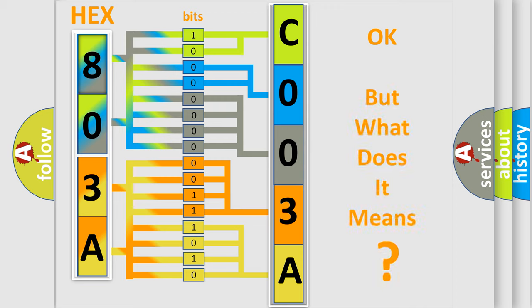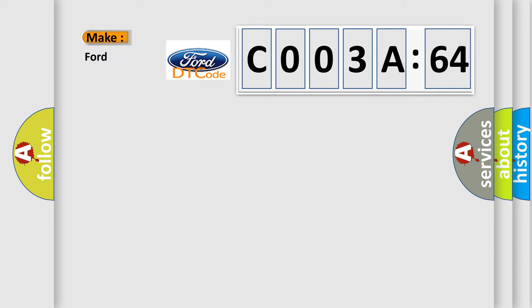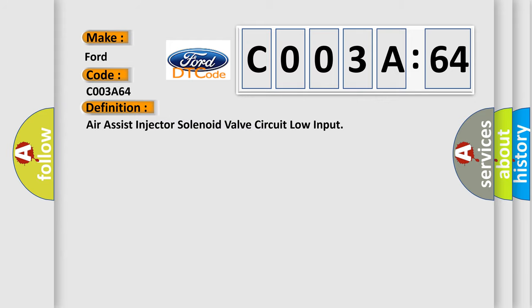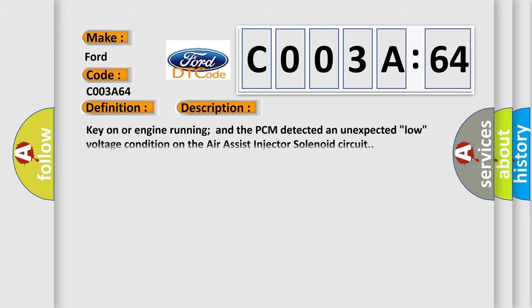The number itself does not make sense to us if we cannot assign information to what it actually expresses. So, what does the Diagnostic Trouble Code C003A-64 interpret specifically for Infiniti car manufacturers? The basic definition is Air Assist Injector Solenoid Valve Circuit Low Input. And now this is a short description of this DTC code.